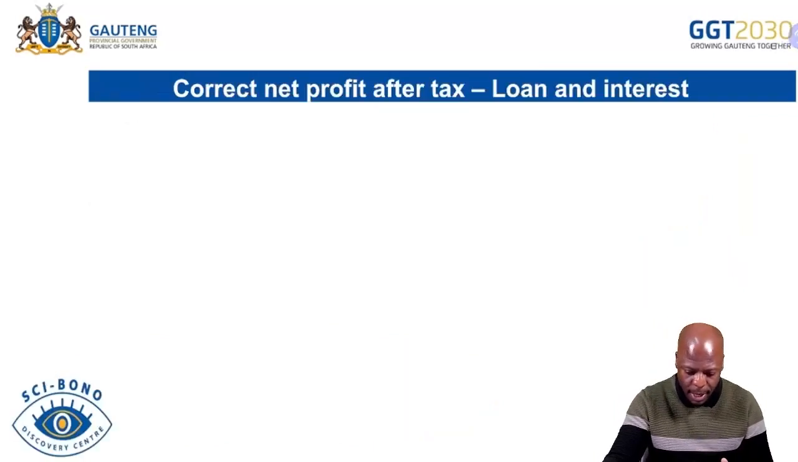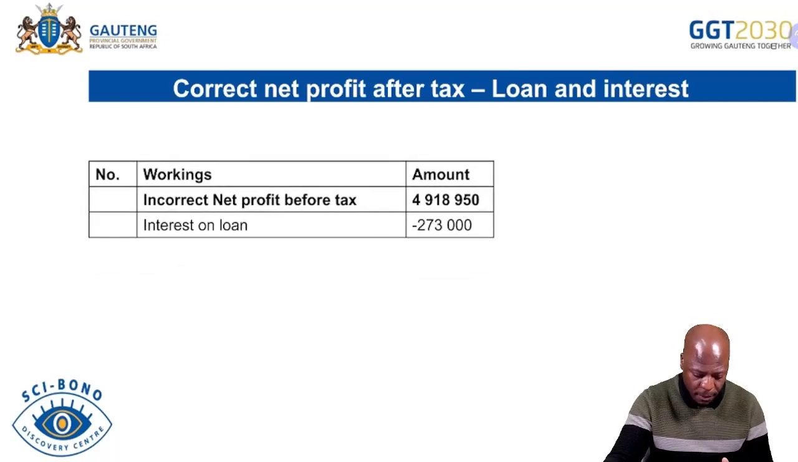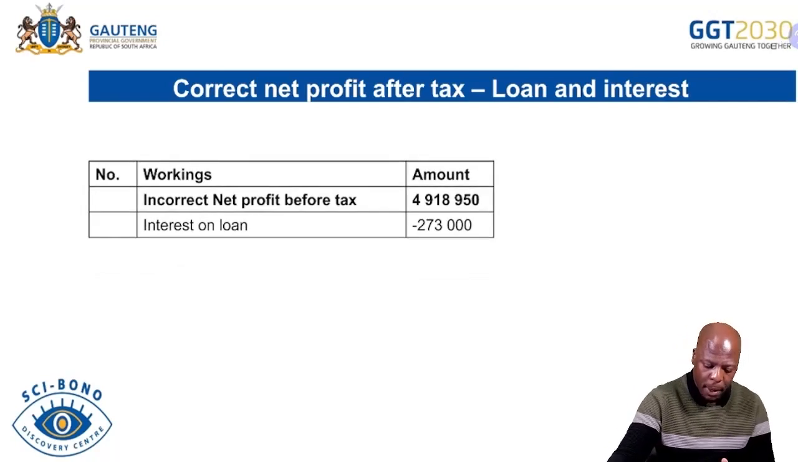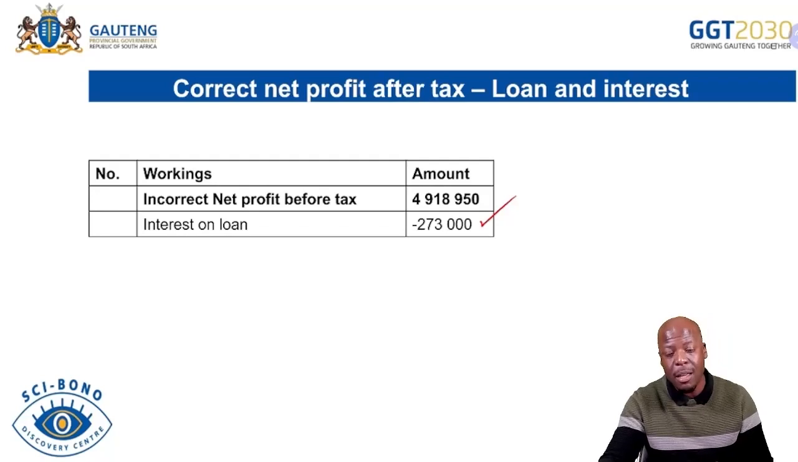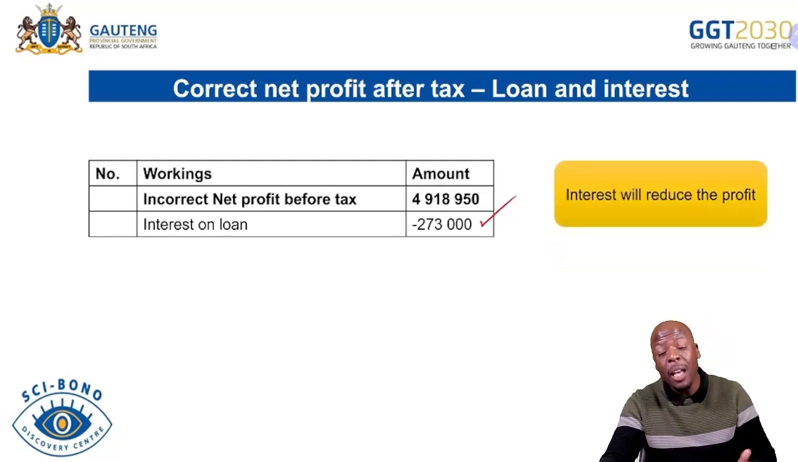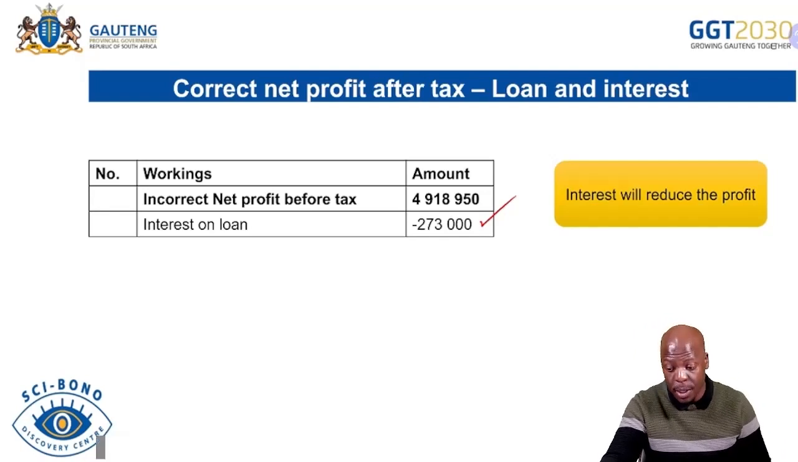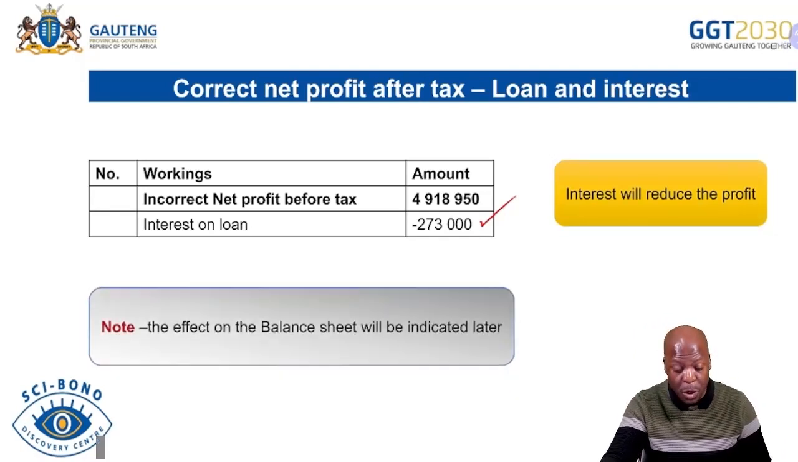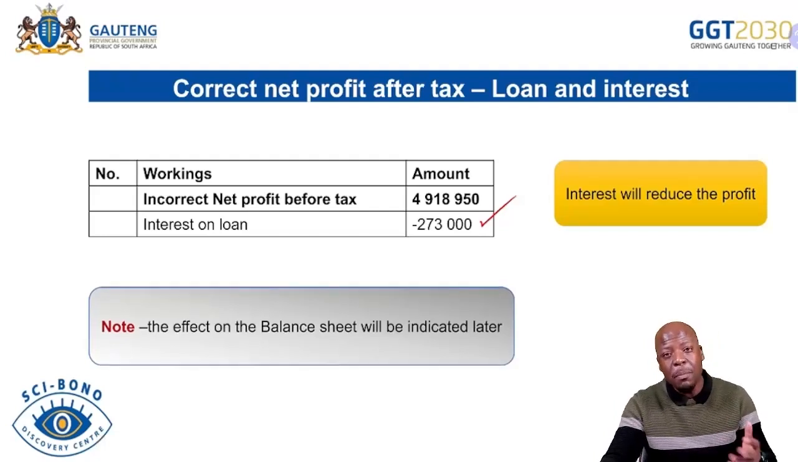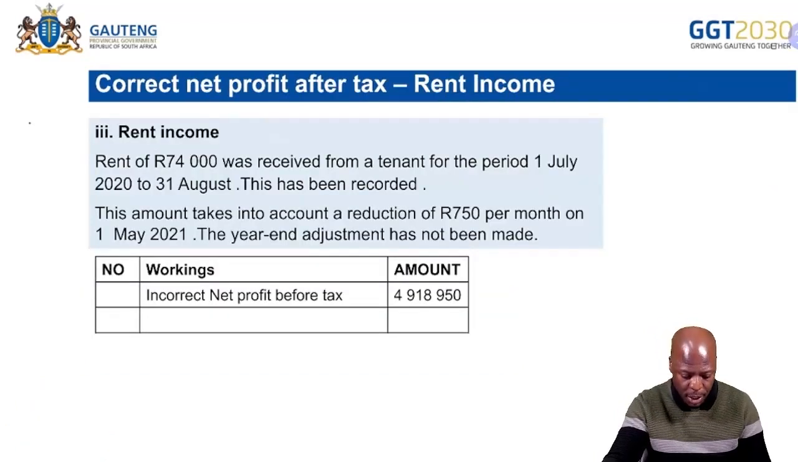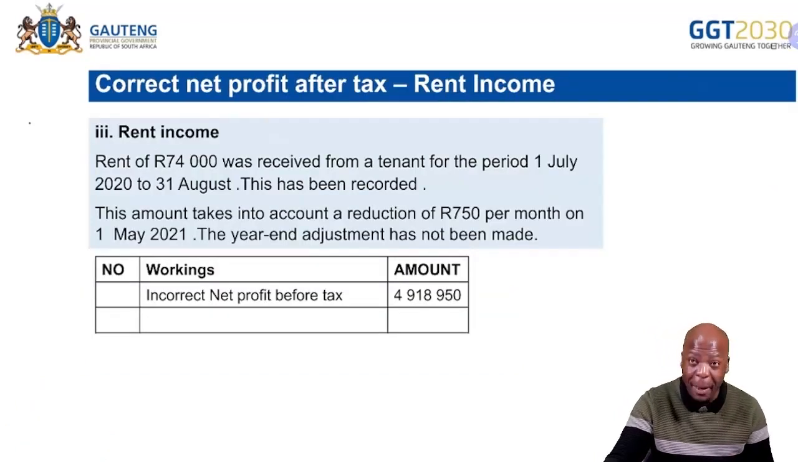All right. And then let's now come and see how it would appear. When we are now preparing the correct net profit after tax, we are going to say interest on loan. It is 273,000. You can see there we are recording 273,000. Why? Because interest will reduce our profit, because we're talking about interest on loan. It is interest expense. And then the treatment of the balance sheet, I will do it when I am busy with the balance sheet. So please stay put for the balance sheet.